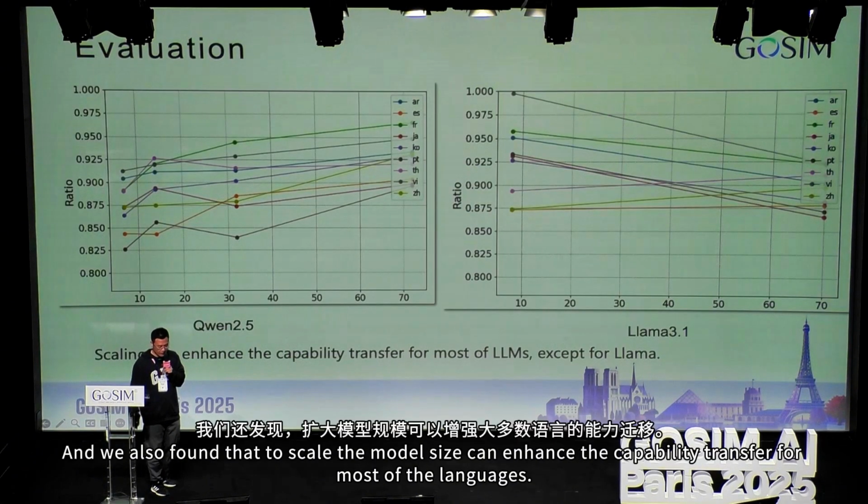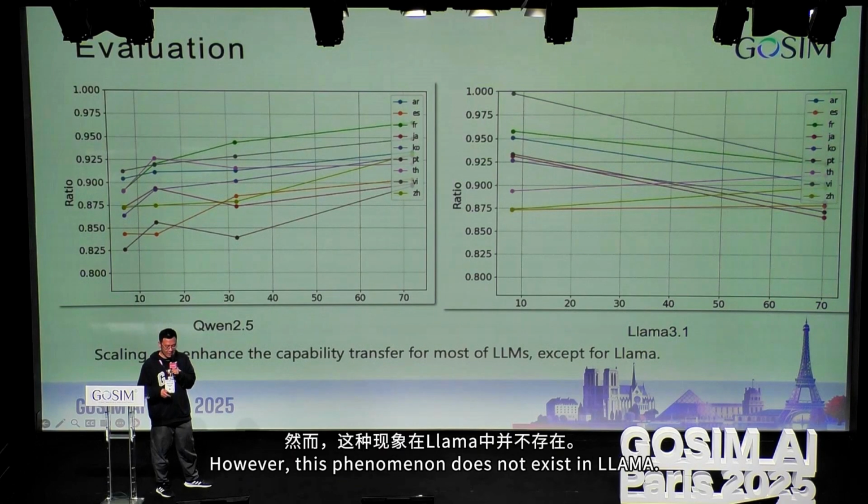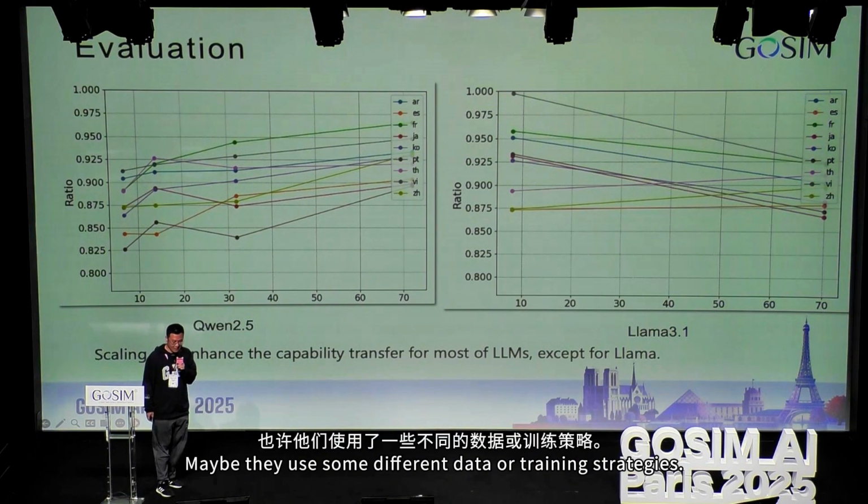And we also found that scaling the model size can enhance capability transfer for most languages, for example, Qwen, Gemma, or Mistral. However, this phenomenon does not exist in Llama. Maybe they use different data or training strategies.